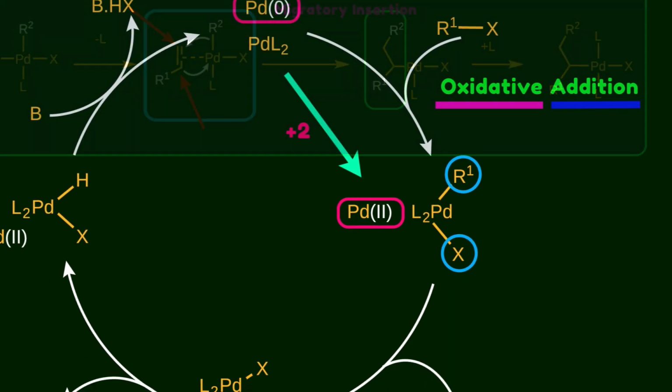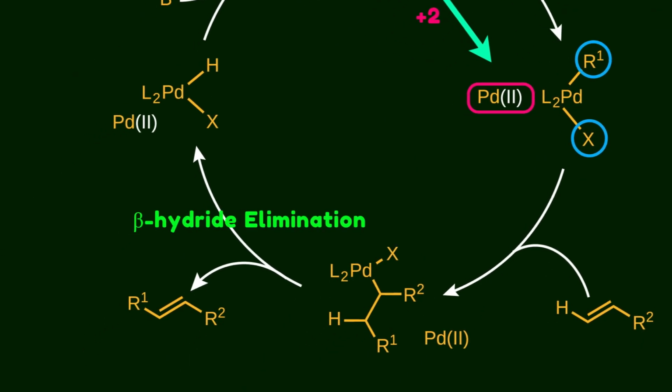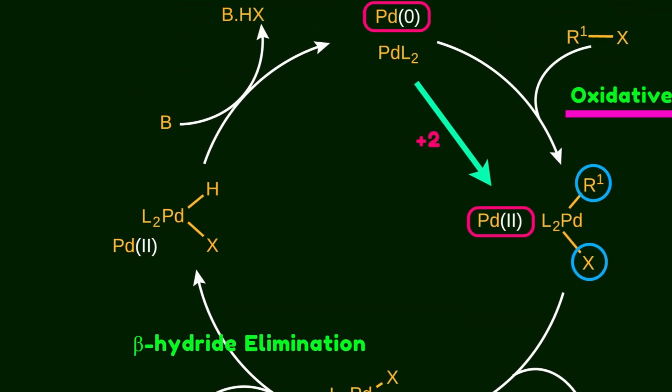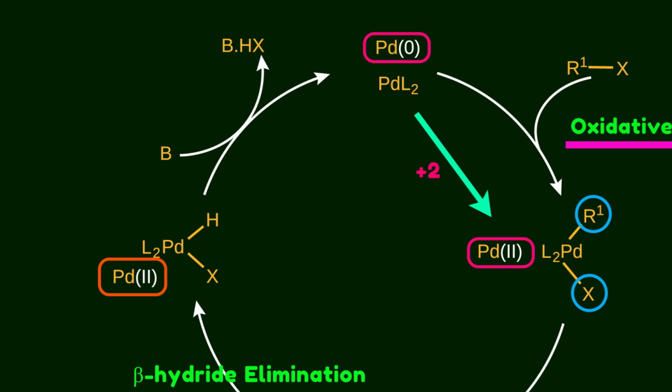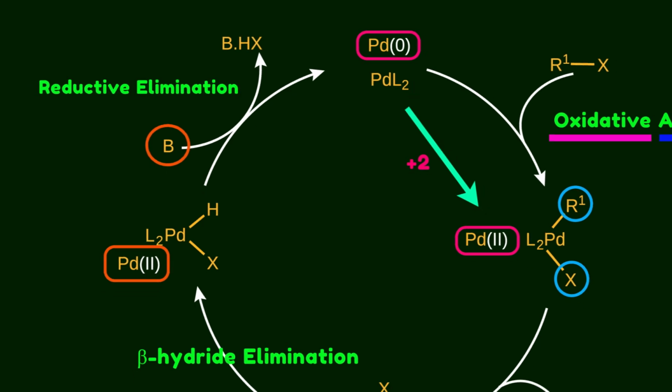The next step is beta hydride elimination, in which the beta hydrogen relative to the metal center migrates to the palladium, and the newly formed alkene is released from the complex. Notice that the palladium complex is now in the +2 oxidation state, so it must be converted back to the 0 oxidation state to start another catalytic cycle. For this, a base is required to regenerate the palladium 0 catalyst. This step is called reductive elimination.